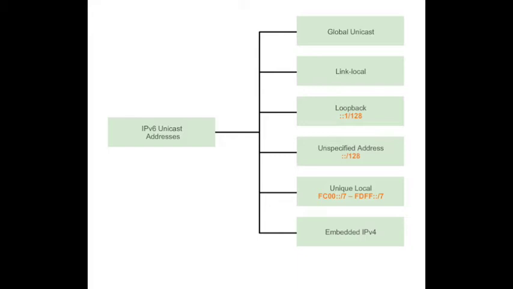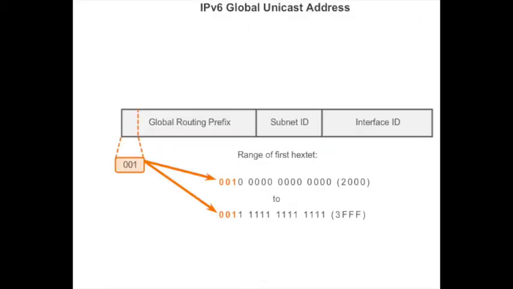The unique local have some similarity to private addresses. They are used for local addressing within a site or between a limited number of sites. These addresses should not be routable in the global IPv6. IPv6 global unicast addresses are globally unique and routable on the IPv6 Internet. These addresses are equivalent to public IPv4 addresses.